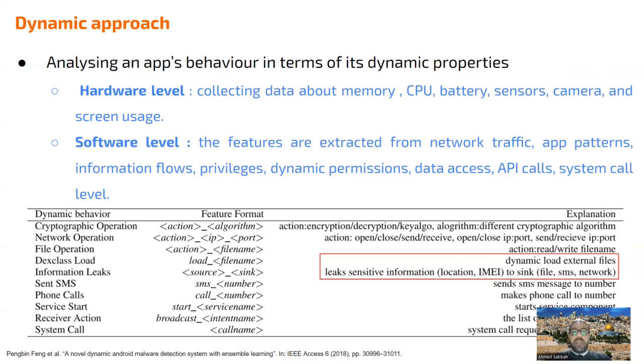At the software level, the features are extracted from the network traffic, app patterns, information flow, privilege, dynamic permission, data access, API call, and system call in the kernel level. For example, as shown in this figure, the app is trying to steal information such as location or IMEI. This dynamic analysis approach is called taint analysis. We determine the source and the sink. So in this network traffic, as we show, it's trying to steal some sensitive information.